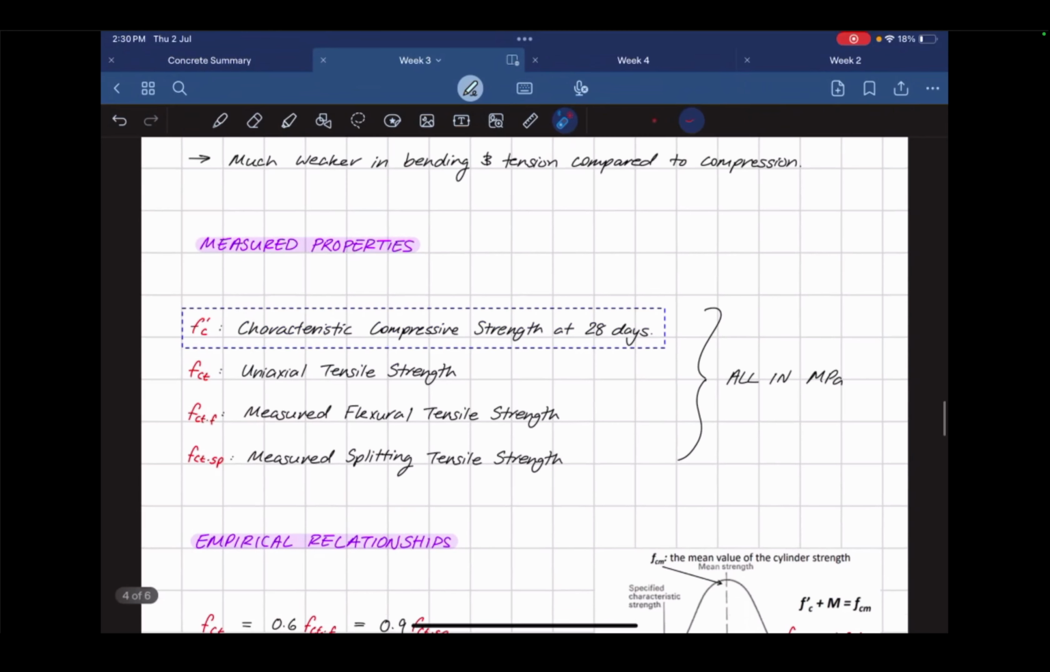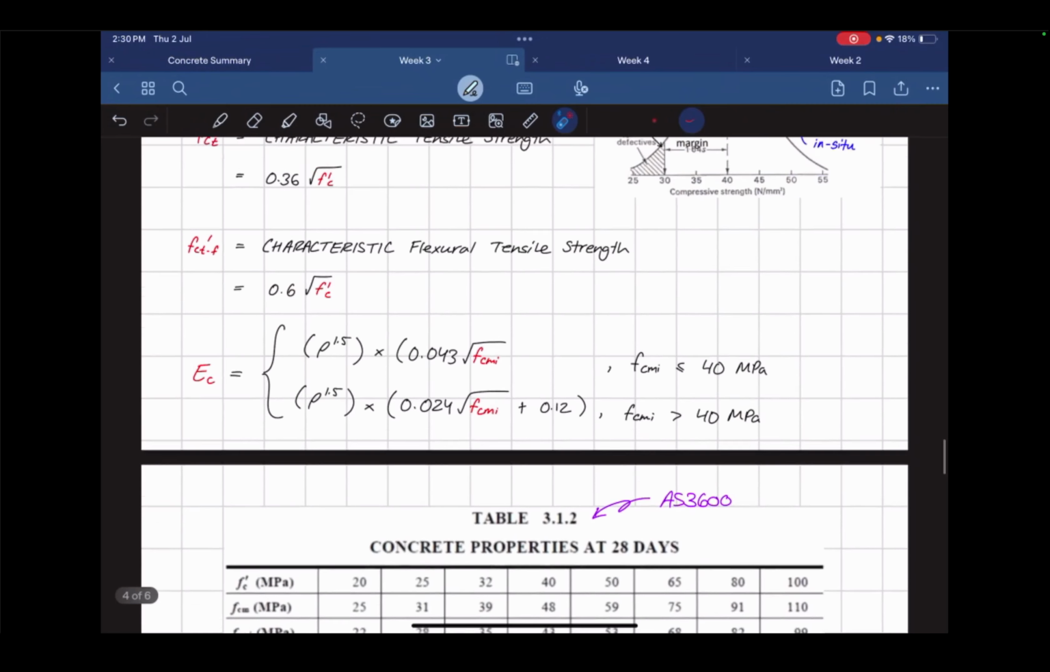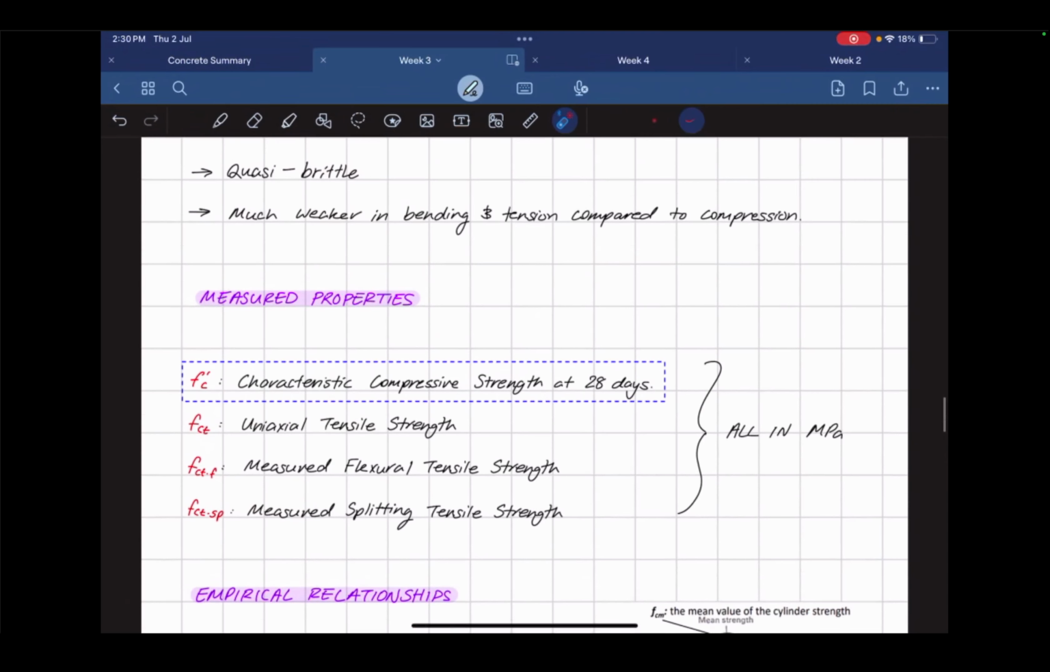So there are measured properties, empirical relationships, and also statistical properties that I'm going to cover. Measured properties means they do tests to figure out what these values are, right? So I've already talked about these three, not last week, the week before: the uniaxial tensile strength, measured flexural and measured splitting.